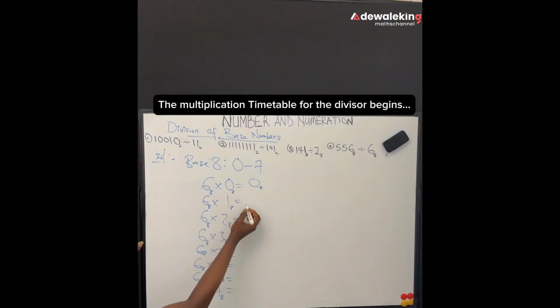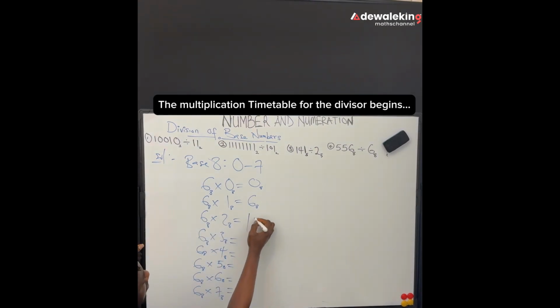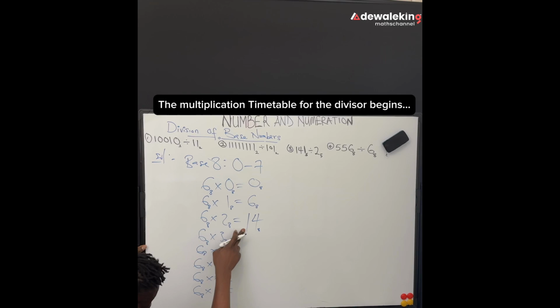6 times 1 in base 8 is 6 base 8. 6 times 2 in base 8. So we'll say 6 times 2 is 12. 12 can be in the bundle of 8. And that will give us 1, then remainder 4 in base 8. Why do we say this? Because 8 times 1 is 8. 8 plus 4 is 12. 6 times 2 is 12. So 6 times 2 in base 8 is 1, 4 in base 8.